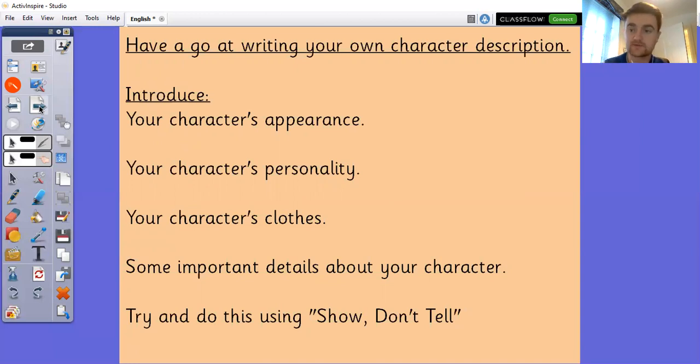And all of the time, or as much of the time as possible, try and use show, don't tell. Use mine and use all of the others to help you with this, because they are all there as good examples of things that you can magpie from.